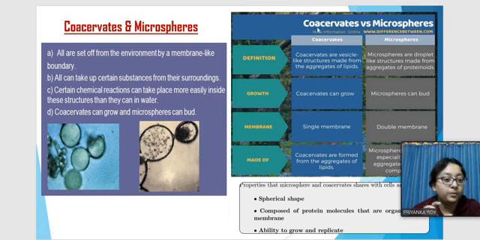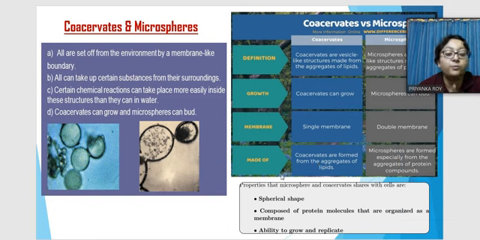And what are the differences between them? The difference is coacervates are mostly aggregates of lipids, and microspheres are mostly aggregates of amino acids or proteinoids. Coacervates can grow, microspheres can bud from each other, and there is a single membrane and there is a double membrane. Also, coacervates are aggregates of lipids, and microspheres are aggregates of protein compounds.